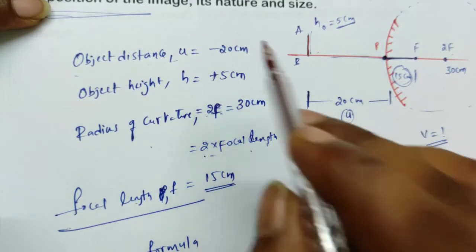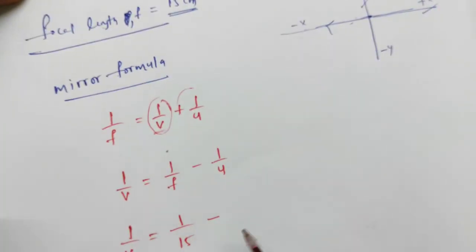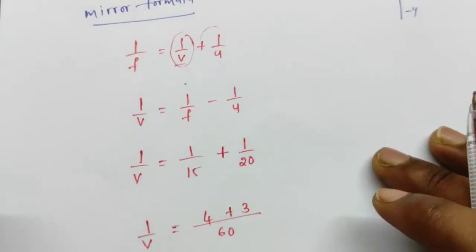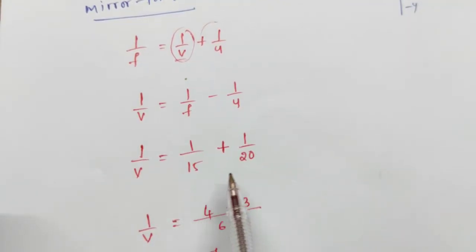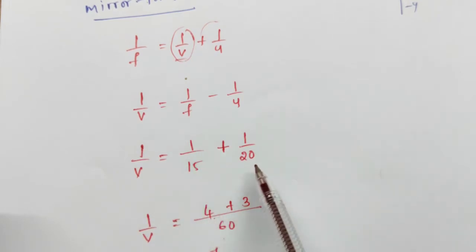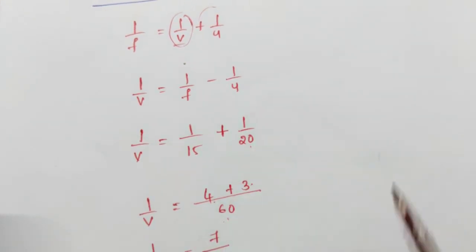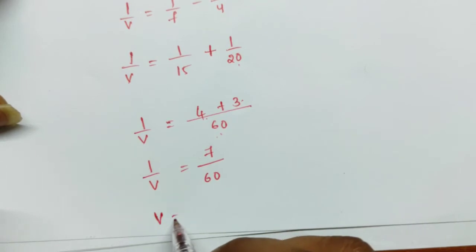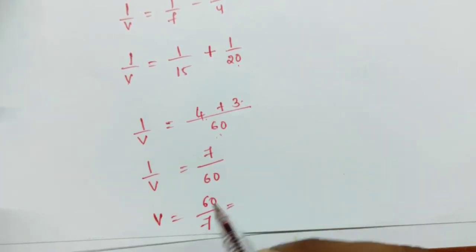U is minus 20. So already minus is there, and again we are going to keep minus here. So minus into minus, how much? Plus. Now take the LCM of 15 and 20. LCM is 60. So 15 4s are 60 and 20 3s are 60. So 4 plus 3, 7 by 60 is 1 by v. Then v is equal to 60 by 7.